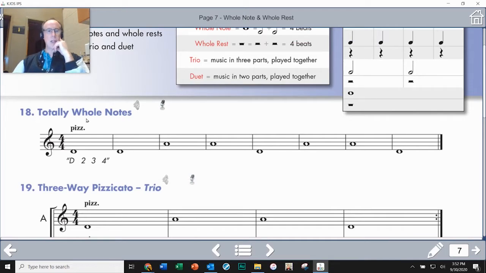Number 18, Totally Whole Notes. I love the titles of these songs. All right, let's get a D pitch and make sure we are singing the correct note. Or for my voice, for your voice. Okay, I'm going to say D, 2, 3, 4. No, it's just a long note. Okay, so we sing the pitch name and then we count the beats afterwards.